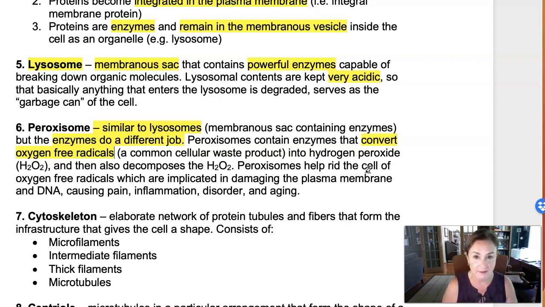So it's very, very reactive. And because it's very reactive, it's implicated in aging, disease, inflammation, all kinds of things we don't want anything to do with, right? And so our cell has a mechanism to get rid of this type of damaging reactive waste, and that is the peroxisome. So it contains enzymes that will actually take the oxygen-free radical, turn it into hydrogen peroxide, and then get rid of the hydrogen peroxide. So they help rid our cell of that type of waste.